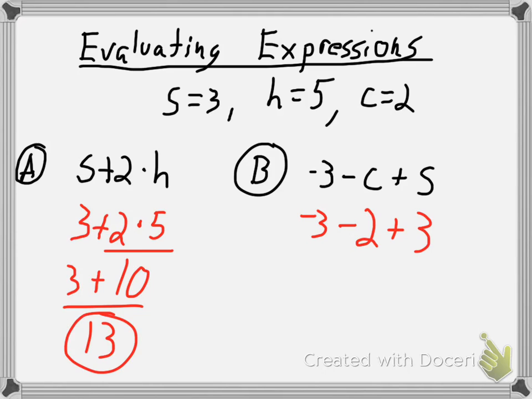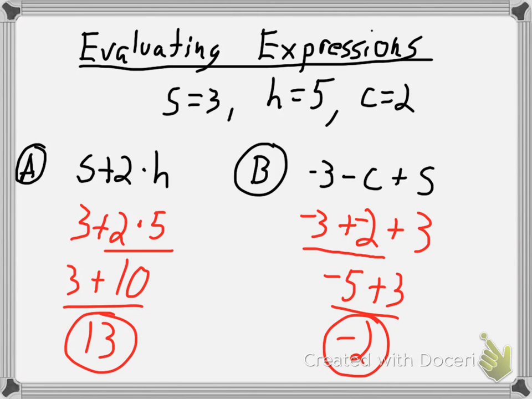Now I can go ahead and solve this using my order of operations. So I'm going to work left to right. My negative 3 minus 2, add by the opposite. Negative 3 plus negative 2 is negative 5. And now I'm left with negative 5 plus 3, which is negative 2. So my answer is negative 2 here.